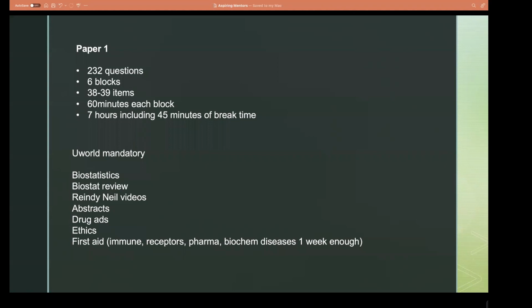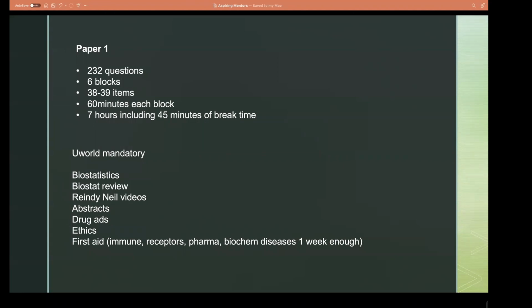So the main content will be biostat. Your biostat needs to be very strong. And what will be the pattern of paper 1? It is almost exactly 232 questions with 6 blocks and 38 to 39 items in each, 1 hour for each block. So you have a total of 7 hours, and 45 minutes of break, where you can add the 15 minutes of tutorial to your break time.